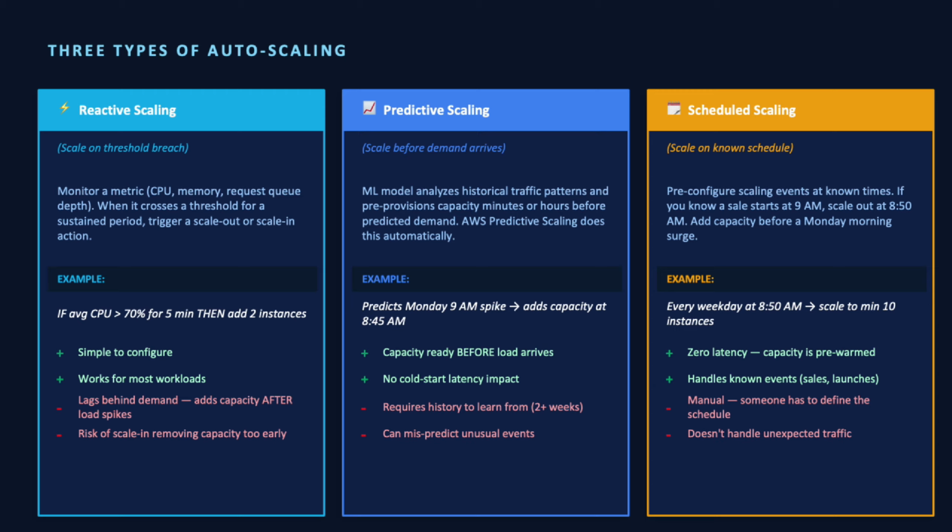After the event, scale back down. This is always used for major planned events, even when reactive and predictive scaling are in place, right? So the best practice is to use all three approaches. Schedule for known events, predictive for recurring patterns, reactive as the safety net for the unexpected, right?